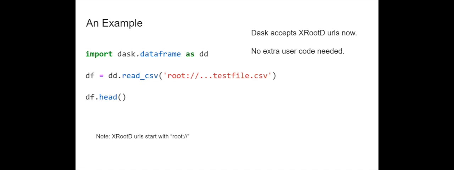This is the same code from before, but with an xrootd URL. Once you've pip installed our package, this code will run just fine. There is a lot of XRD-specific stuff going on in the background, but the user doesn't have to worry about it. As a side note, XRD URLs start with the prefix root. I mean, it's not related to the root directory of the system or anything. It's just root.